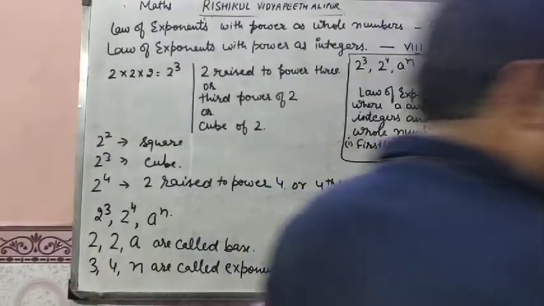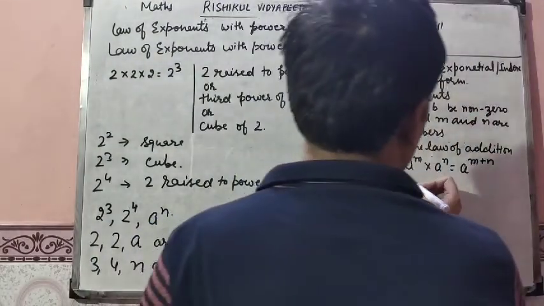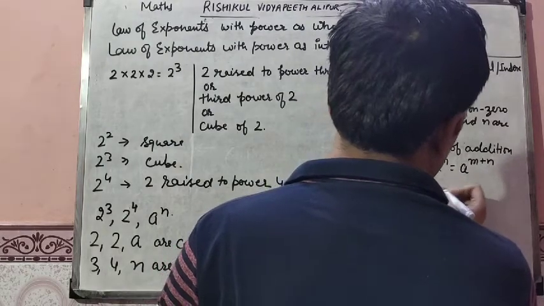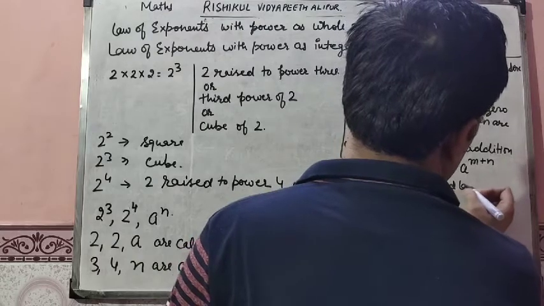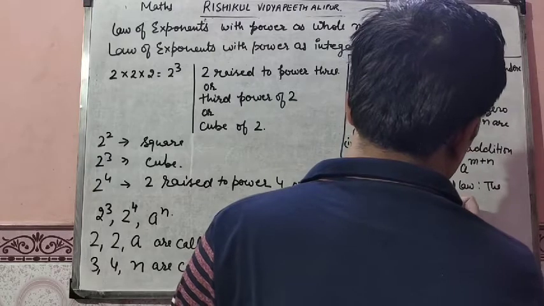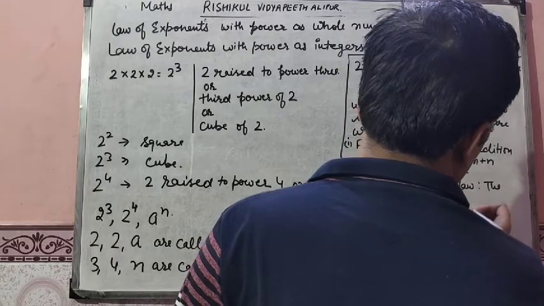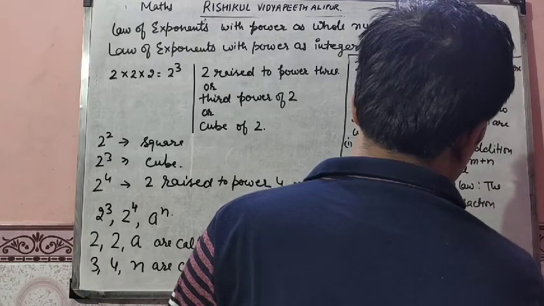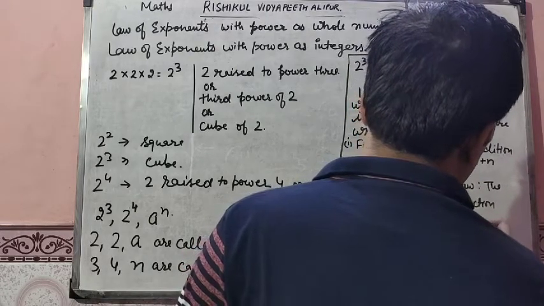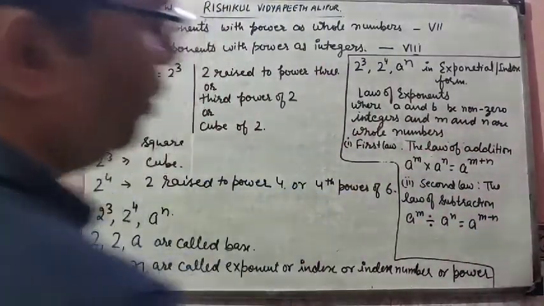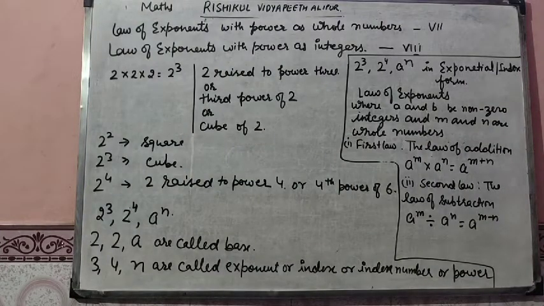Now, this is our second law, the law of subtraction. A raised to power m divided by a raised to power n is equal to a raised to power m minus n. When the bases are the same, the powers are subtracted. This is called the second law.